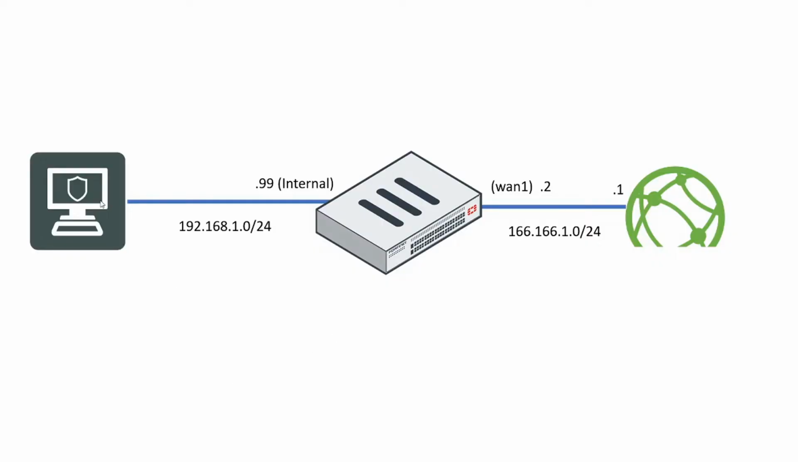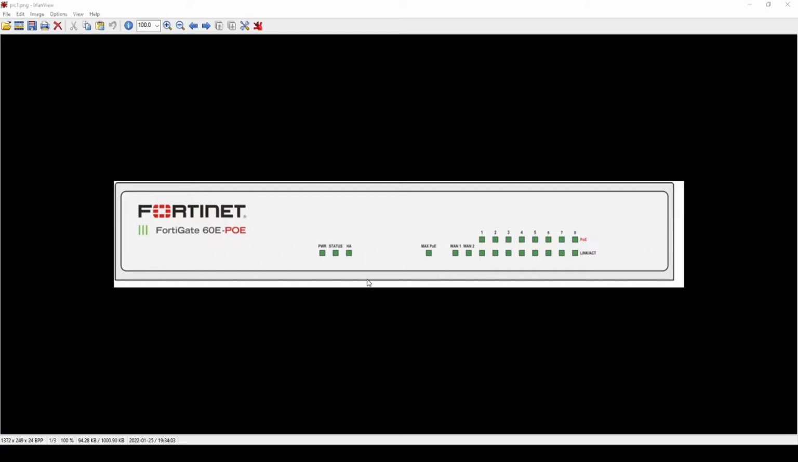So in this environment, we're going to have a Windows machine that we're going to be connecting up to our FortiGate. So the FortiGate will, by default, own the IP address of 192.168.1.99, which we'll have access to. And then also, by default, its WAN port, which could be named something different based on the model that you have. But in my case, it will be WAN 1, and this port will be configured to receive a DHCP address. And in this case, the DHCP address that the FortiGate will be receiving from the ISP modem will be 166.166.1.2.